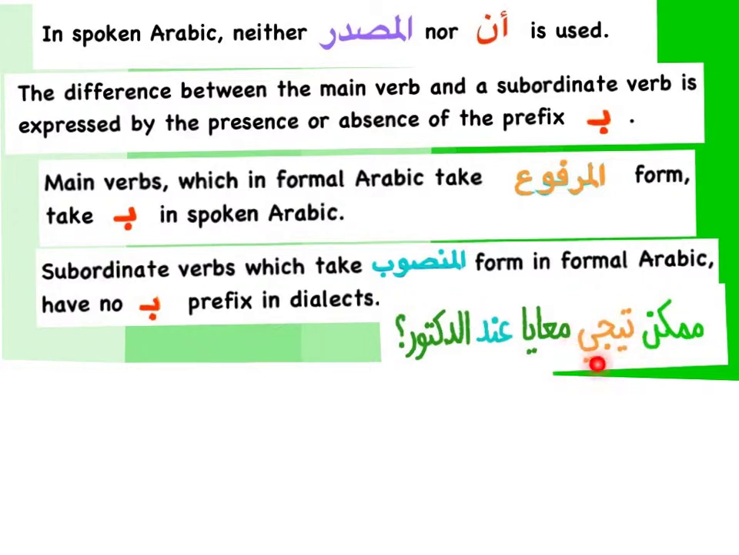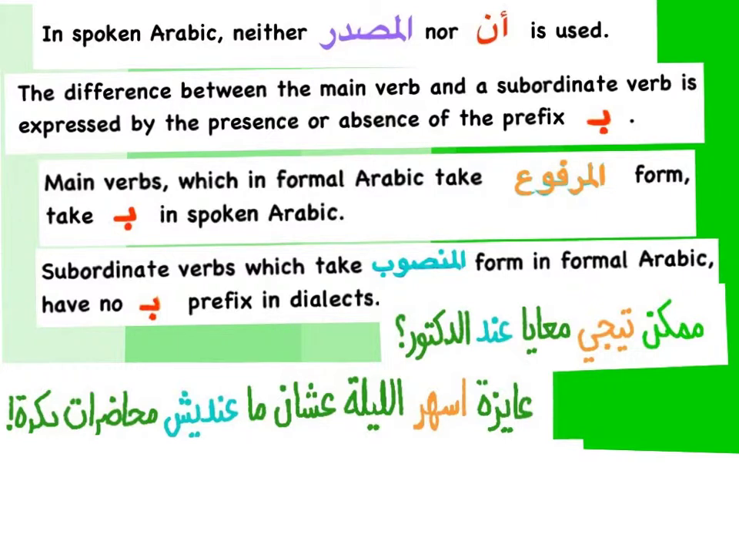verb. And how do we know it? It's because there is no be. And we said be are for main verbs. The equivalent of this would be هل من الممكن أن تذهب. So mansub in formal Arabic, but in spoken Arabic it's a verb with no be. That's the equivalent of أن plus المضارع المنصوب.